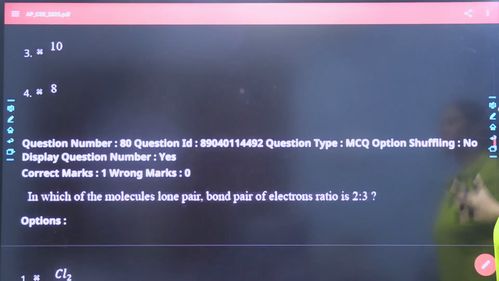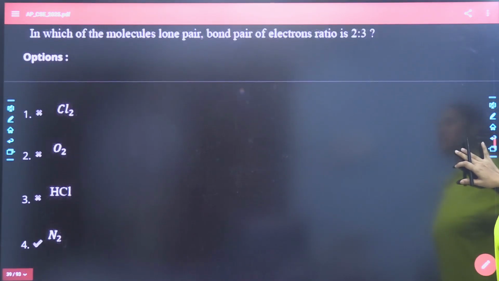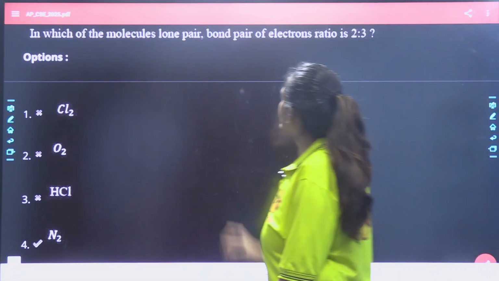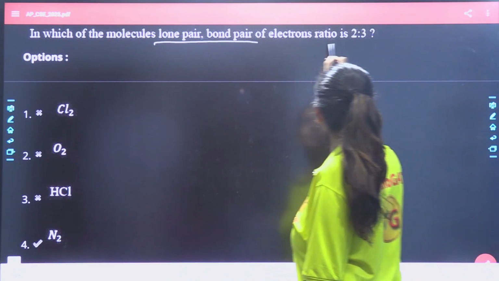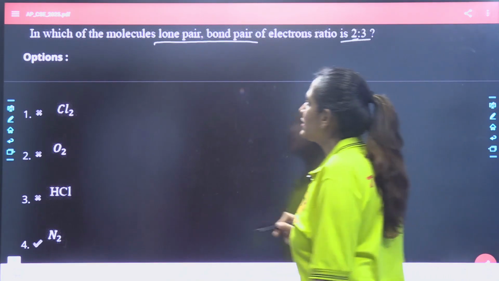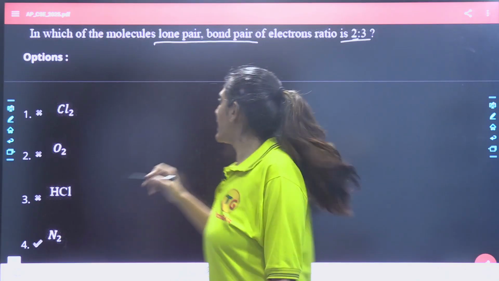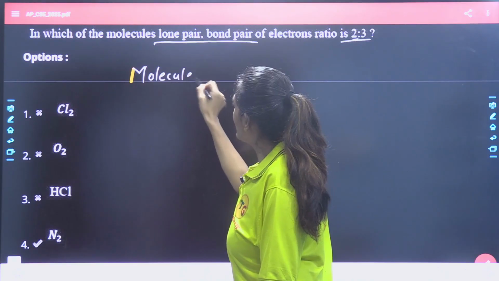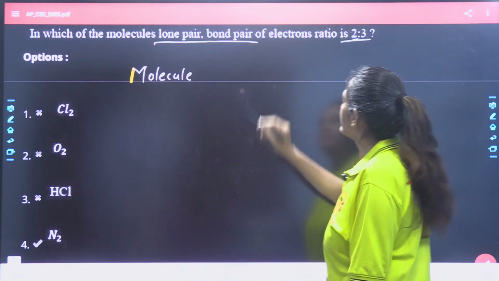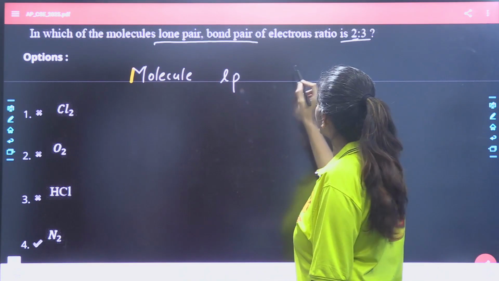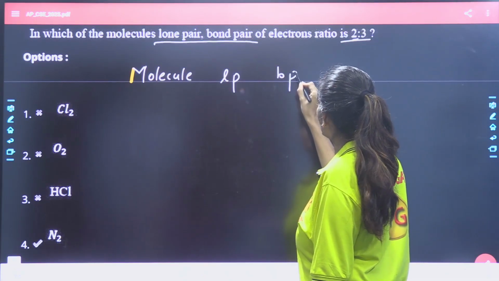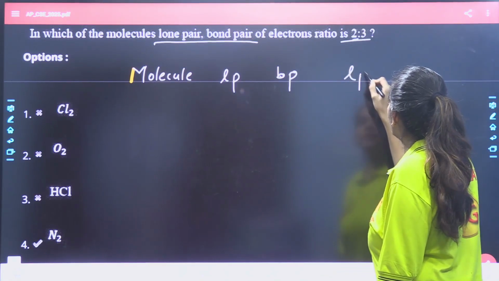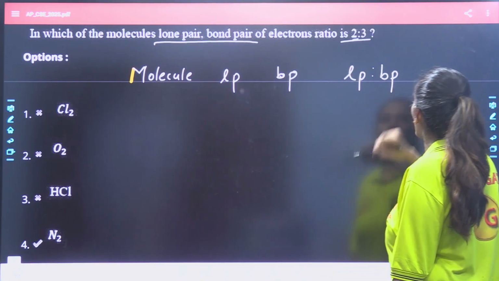Next. Okay, next question is what? In which of the molecules is the lone pair to bond pair ratio 2:3? Here we need to find out the lone pair to bond pair ratio. Let's first write our molecule, then write its lone pairs, then its bond pairs, and then their lone pair to bond pair ratio.